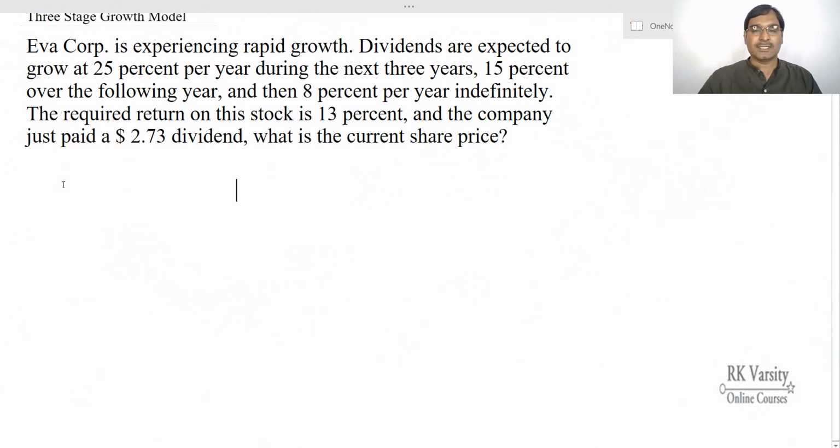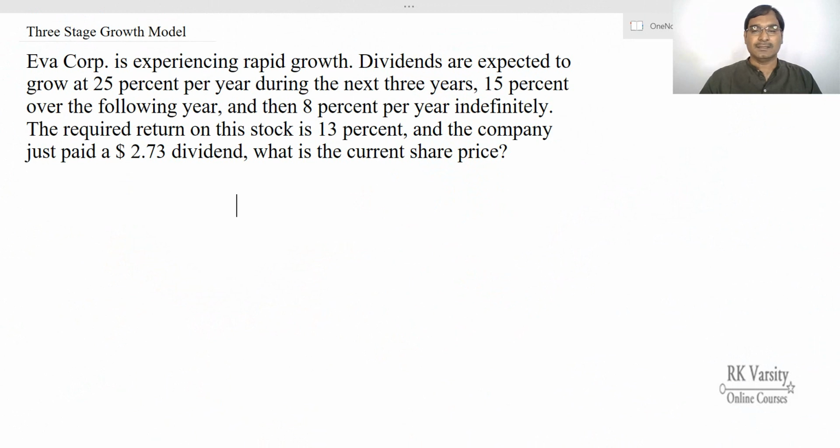Instead of solving intrinsic value using a formula approach, I'll show you how to solve the intrinsic value with a tabular form. That is, we replicate how we are going to do it in a Microsoft Excel. The same we do using a pen and paper. I'll demonstrate that for you now. Here is an example of a three-stage model.